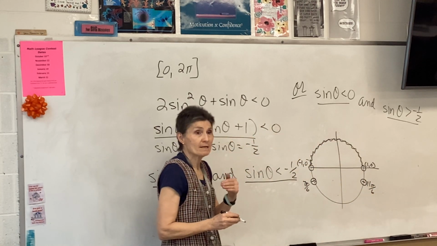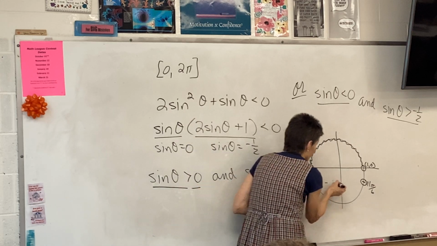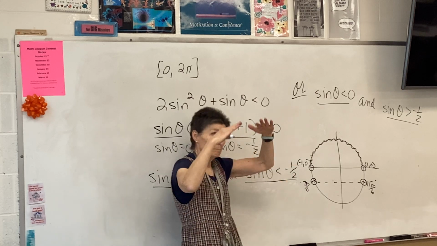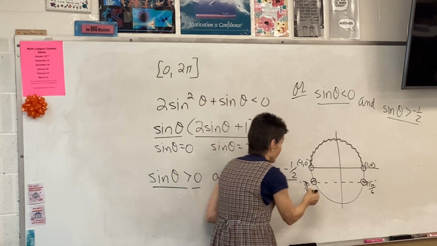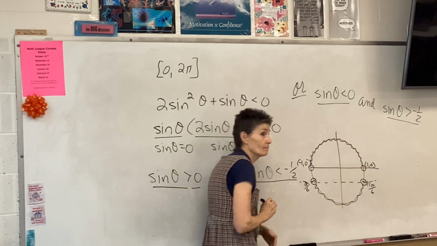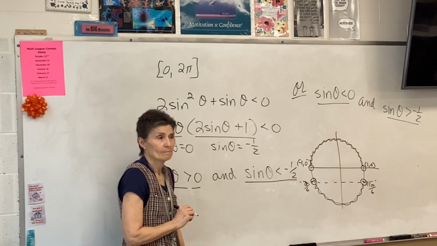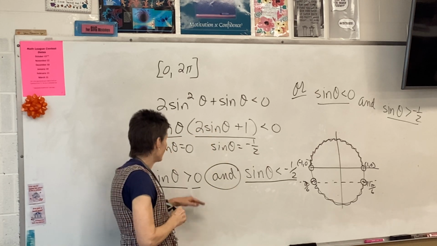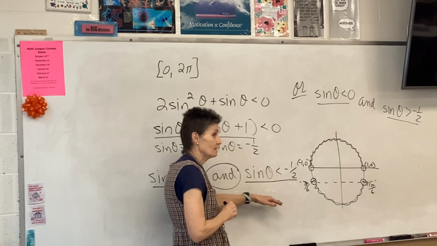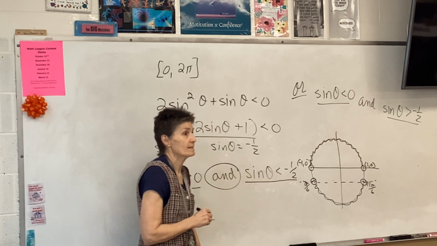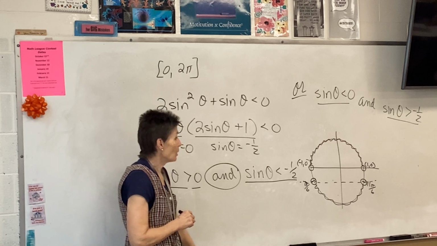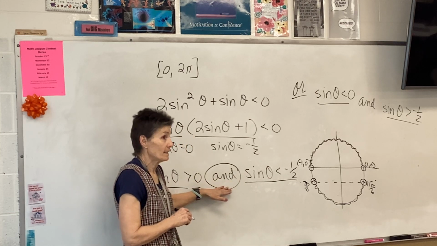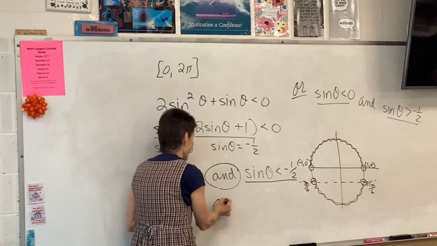It's a sine value, y, sine, and this time I am looking below that. Is it possible to have angles where the sine is positive and the sine is also less than negative 1/2? Is that possible? No, because look what happened. Did I get any overlap? And means you gotta have overlap. And I didn't get any. So this isn't possible.